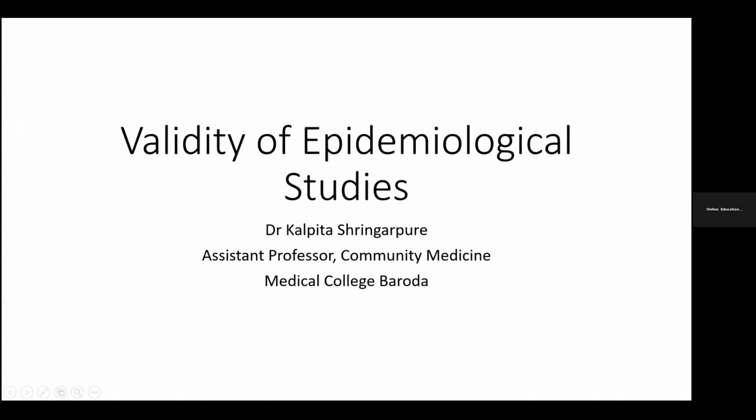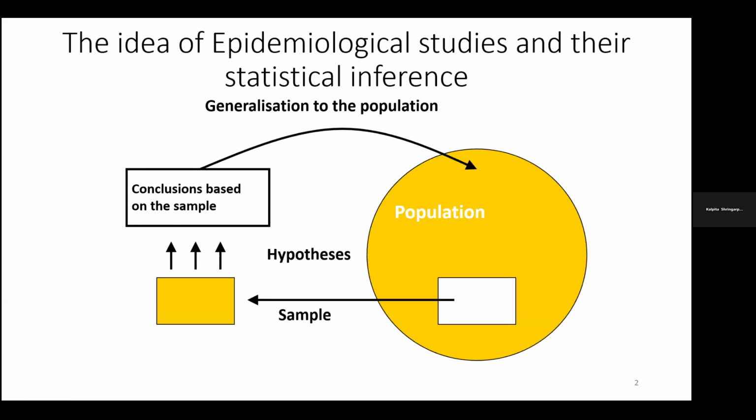So for the next 15 or 20 minutes, I shall be talking on the validity of epidemiological studies. So what is the need, or why do we look at the validity of epidemiological studies? The basic idea is that usually, because of lack of time or manpower or money, I'm not able to include the entire population in my study. What I do is I take a representative sample, I do my study, I get my findings.